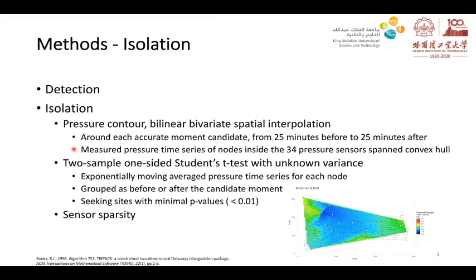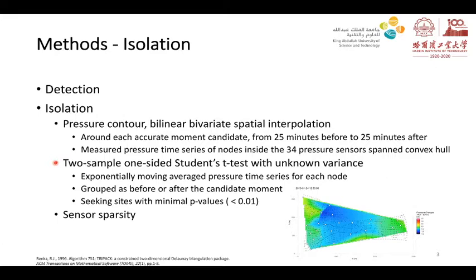So after this sub-step, essentially we would have spatial temporal pressure series in short time periods around each detected accurate moment candidate. In the second sub-step, we will perform 2-sample one-sided Student's t-test with unknown variances for each pressure time series from each node.